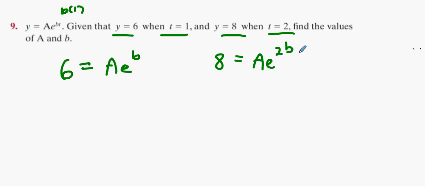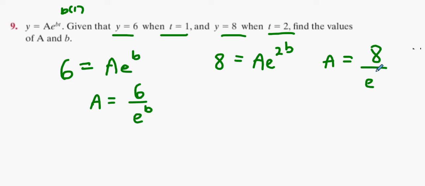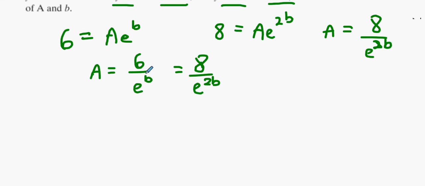Alright, I could isolate the a, find the values of a and b. Why don't I isolate the a? And I say a equals 6 over e to the power b, and a also equals 8 over e to the power 2b. What can I say about those two equations? They equal each other, don't they? Okay. Now, cross multiply, so what happens next?